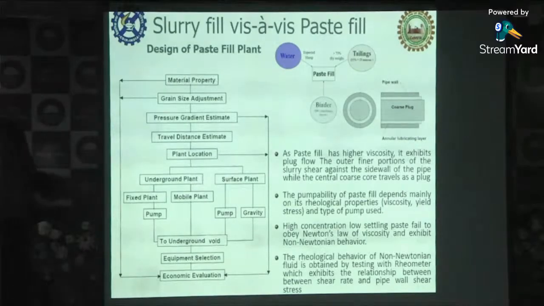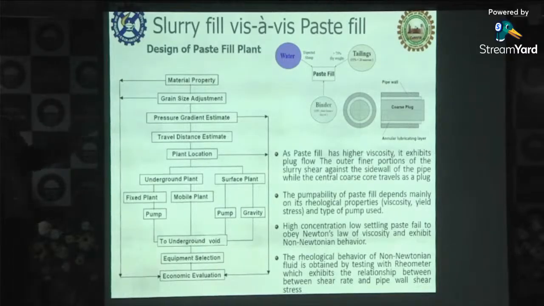The paste does not obey Newtonian flow. It follows a non-Newtonian behavior. So what is the difference between Newtonian flow and non-Newtonian flow? In Newtonian flow, the stress is directly proportional to strain. That means when you pull the glass down, the water flows by itself. That is a Newtonian flow. There is a straight line between stress and strain.